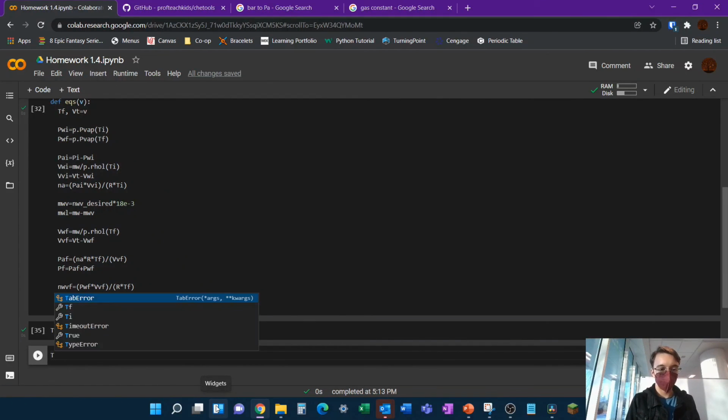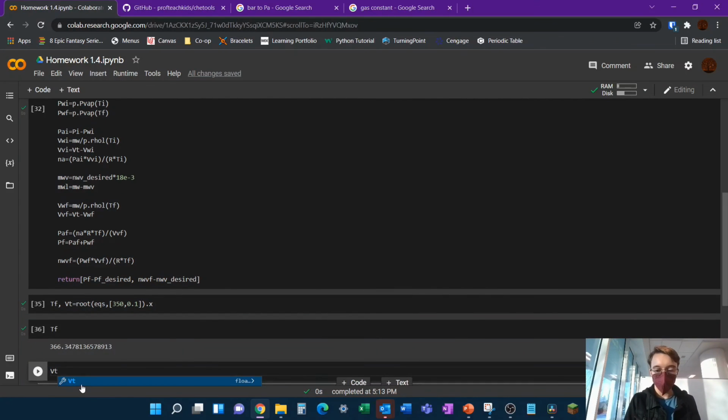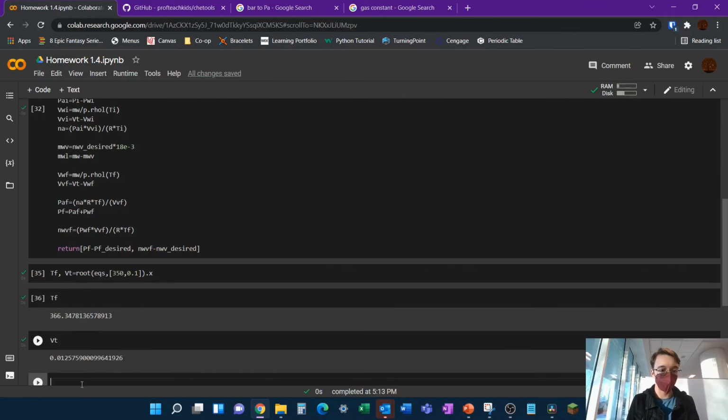If we display the final temperature, we see that it's about 366 Kelvin. If we display the volume total, we see that it's about 0.0126. And that is how you solve this problem using the Antoine equation. Or not the Antoine equation, this is how you solve this problem using Python.